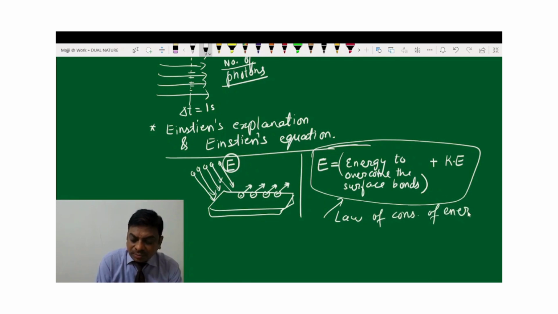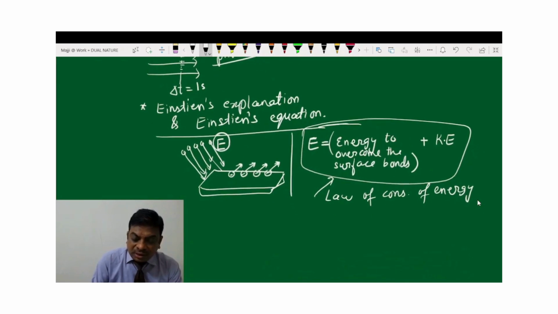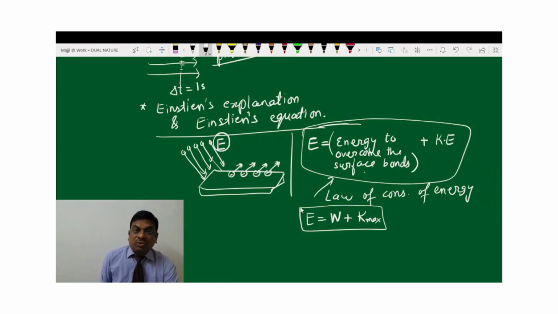This equation. Now in this equation, there will be certain photoelectrons which will be fortunate enough to spend the minimum energy required to come out. And what is that minimum energy? That is the work function. So if they spend the minimum energy, then naturally they will be left with maximum energy. So this equation is known as Einstein's photoelectric equation. This is Einstein's photoelectric equation.